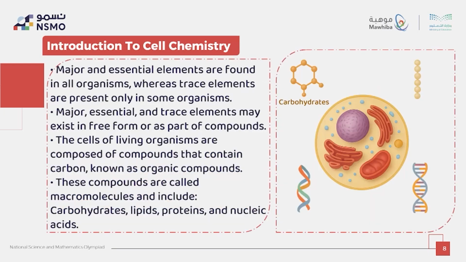Look, guys, the cells of living organisms are composed of compounds that contain carbon, known as organic compounds. And the carbon, guys, because of its shape, forms what we call macromolecules. And we have four types: carbohydrates, lipids, proteins, and nucleic acids. Okay? The main macromolecules are these four. Don't forget: carbohydrates, lipids, proteins, and nucleic acids, as the picture illustrates.